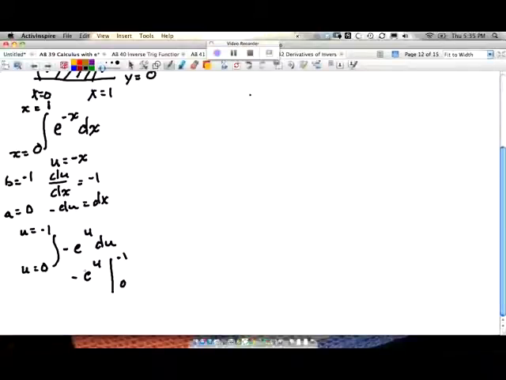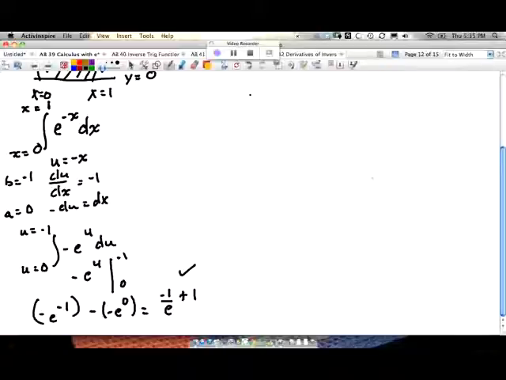Okay, so I plug in the top one. That's going to be negative 1 e to the negative 1, but negative, minus negative e to the 0. Well, that would just simplify to, what would this be? Negative 1 over e plus 1, or 1 minus 1 over e.